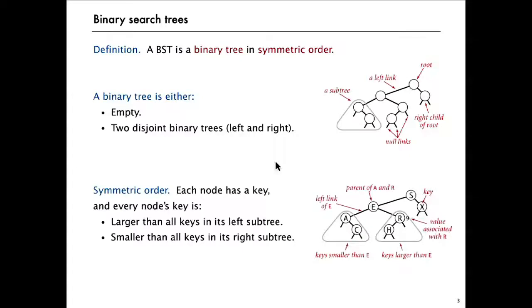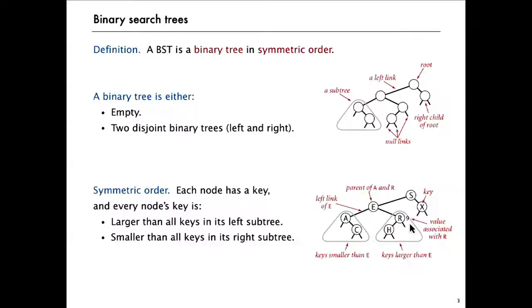Binary search tree: each node has a key, and every node's key is larger than all the keys in its left subtree and smaller than all the keys in its right subtree. So this is a different ordering than we had for heaps. In a heap we had every node larger than both its children. In this one, the value of every node is between the values of the nodes in its two subtrees. So the nodes to the left of E are smaller, the nodes to the right of E are larger.